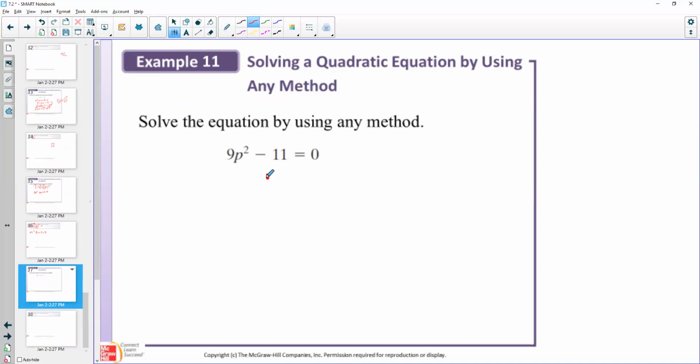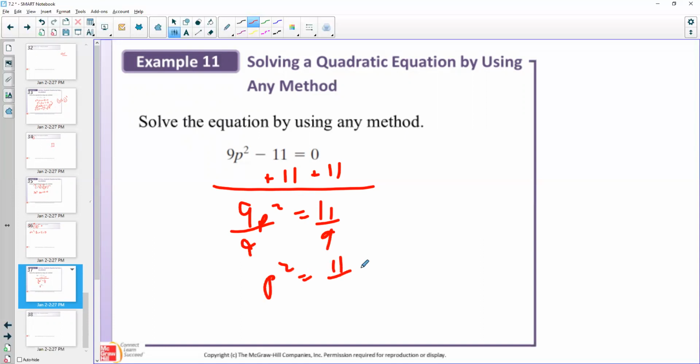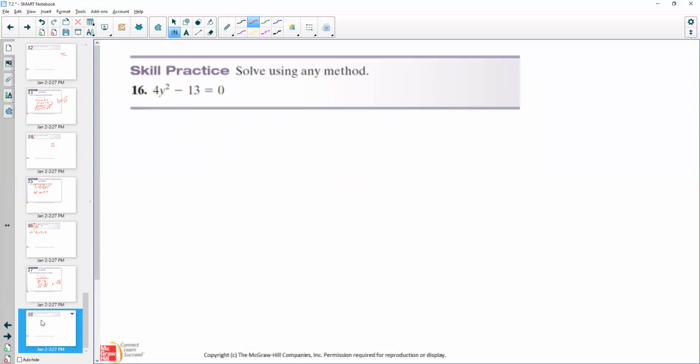Well, this is actually a pretty easy fix, right? I get 9p squared over here equals 11. Divide by 9. I get p squared equals 11 over 9. Well, I'm just going to take the square root of both sides, so I'm going to use the square root property. P equals plus or minus the square root of 11 over 9. So here's the thing. Could I have used the quadratic formula here? Absolutely. It will always work. Sometimes there's something a little simpler, especially if there's no y term like there is in this case. Square root property is the way to go.